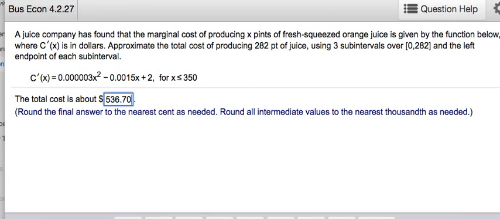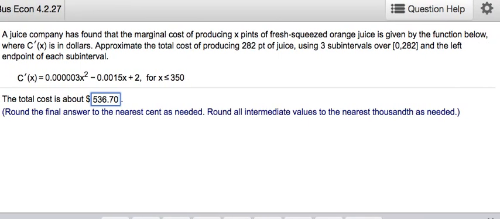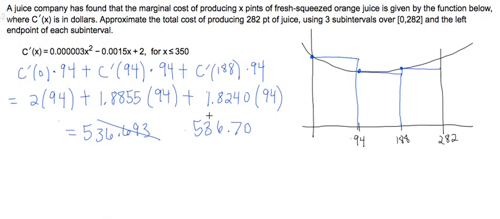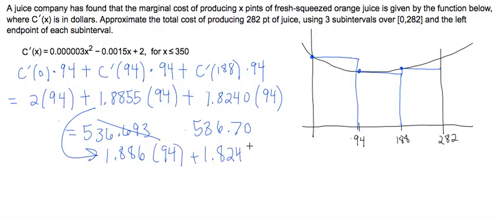Oh, it says round all intermediate values to the nearest thousandth. That's where I'm off. Okay, so I need to round to 3 decimals. So instead of more decimals, I actually need fewer. I'm going to round this one to 1.886, and I'll round this one to 1.824. I had already done that. And then there's this plus 2 times 94 out here.